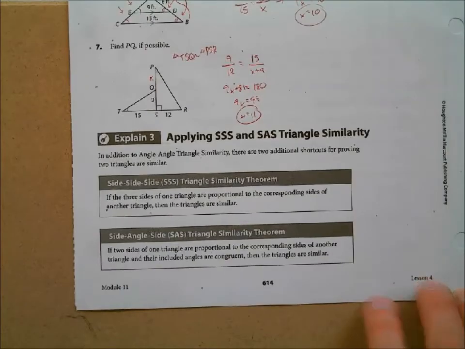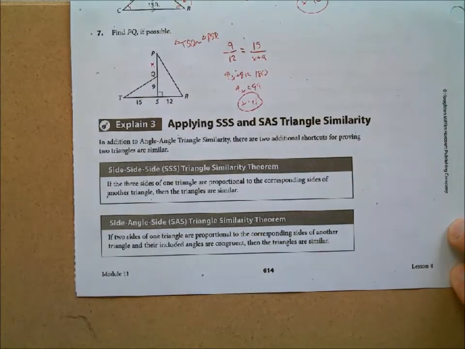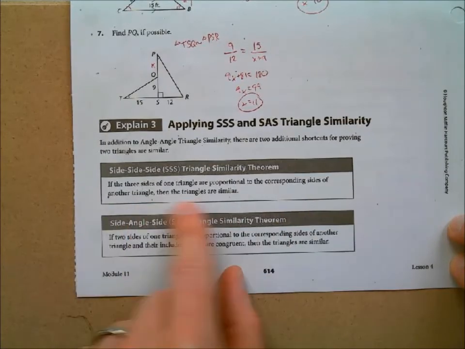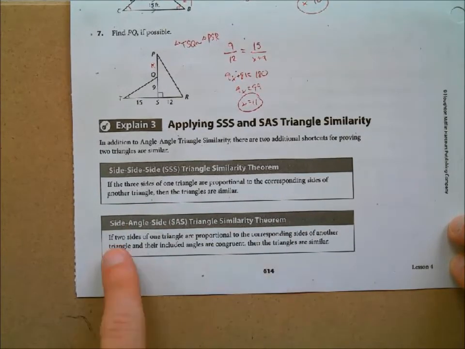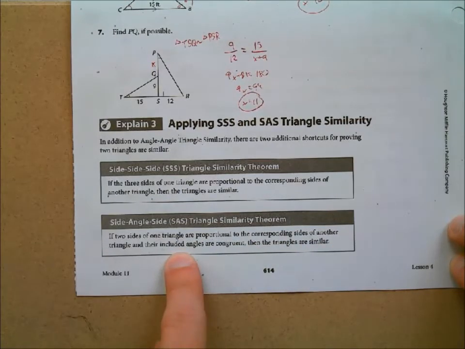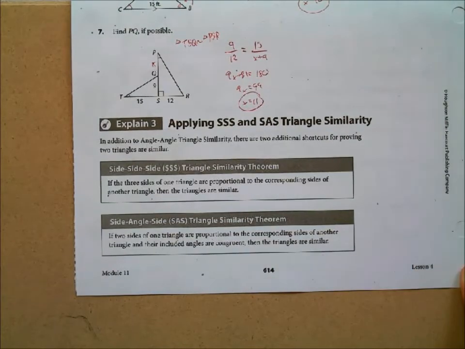Okay, so of course there are other triangle similarities that we can use too. Besides angle, angle, there's also side, side, side, and side, angle, side. If 3 sides of one triangle are proportional to the corresponding sides of another triangle, then the triangles are similar. Or side, angle, side. If 2 sides of one triangle are proportional to the corresponding sides of another triangle, and their included angles are congruent, then the triangles are similar. So that's the idea. Oop, I think I've lost where I was. Let's see. Oh, here we go.